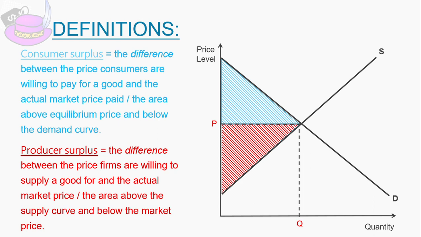In the case of producer surplus, it is shown by the red shaded area. It is the area above the supply curve and below the line for the equilibrium price. The producer surplus is the difference between the price that a producer is willing to supply a good or service at and the price that they actually receive for it, which is the equilibrium price.